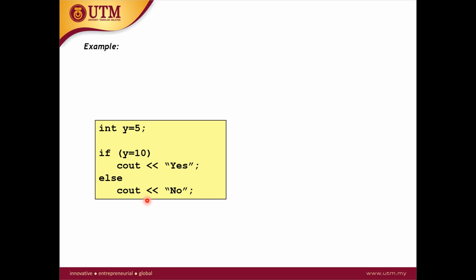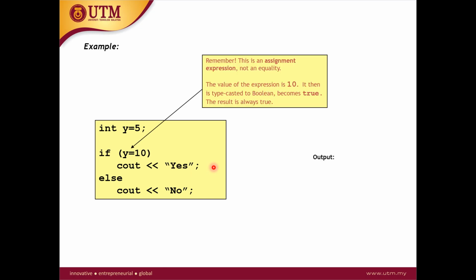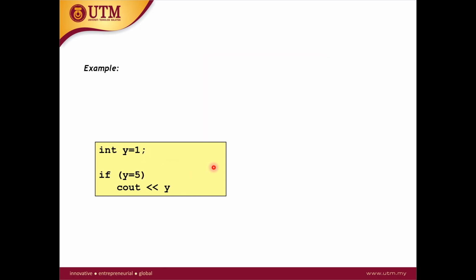And in this example we have int y equals 5. If y = 10, it is an assignment, so y is going to be updated to 10, and 10 is true, only 0 is false. So if it is true, this part of the code is executed, so the output is going to be yes. Okay, great.